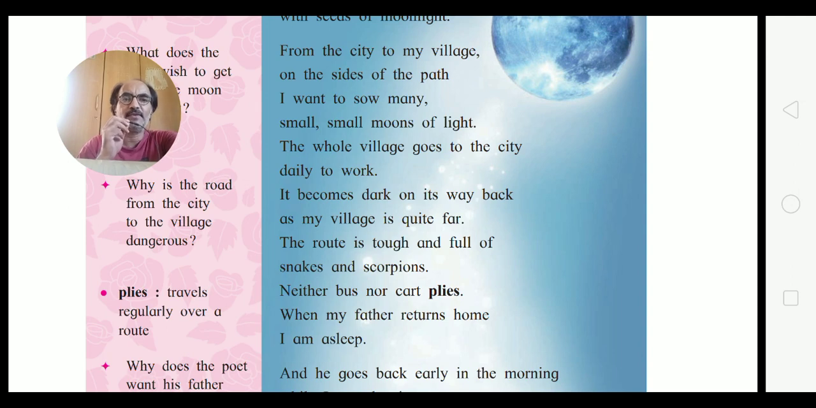Then the special feature of the poem is it is translated from the Dogri language, and three figures of speech are used in this poem. The first one is apostrophe, the second one is repetition, and the third one is alliteration. So this much you have to write in your appreciation of the poem. Then let's learn about the figures of speech used in this poem.